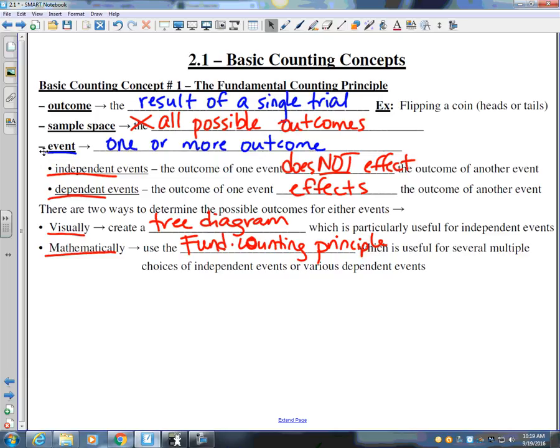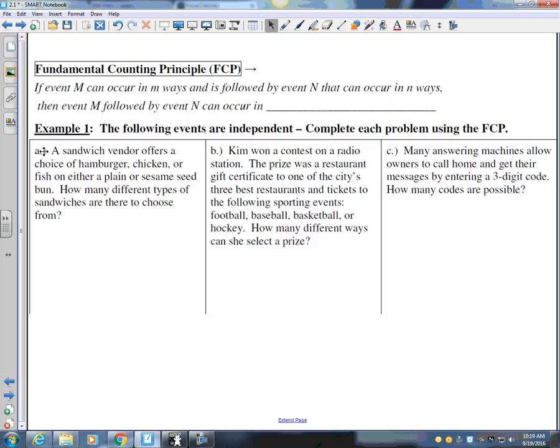All right, I think the definition is extremely hard to understand, but I'm going to give it to you anyways. Again, all I care about is can you work the problems. But the definition says, if event M can occur in M ways, and is followed by event N that can occur in N ways, then event M followed by event N can occur in M times N ways. Again, please don't try to understand that if that made no sense to you. Just know how to do the problems.